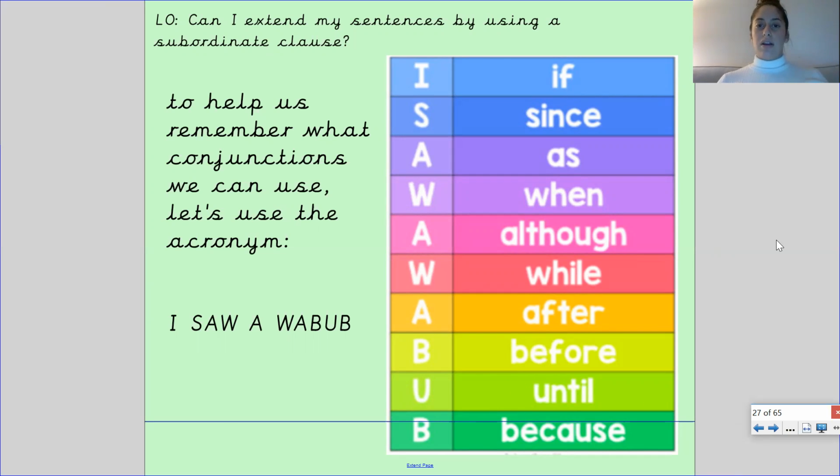So if you're struggling to think of how you could extend your sentence in a different way, for example, if you've already used the subordinating conjunction because, and you're trying to use something a little bit different, try to think of I saw a Bob. Here you can pause the video and just go over them just to see if you can remember what they stand for.